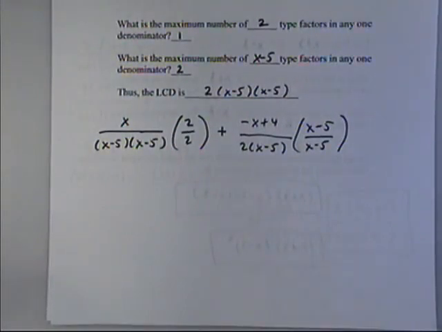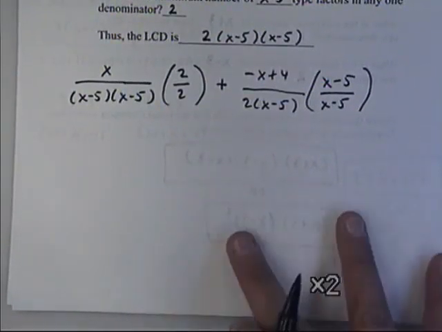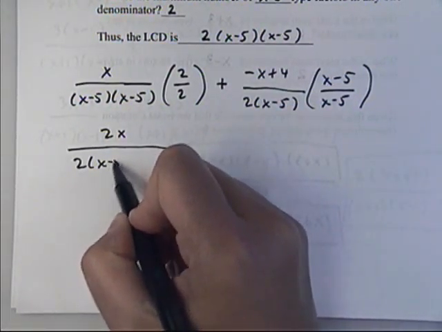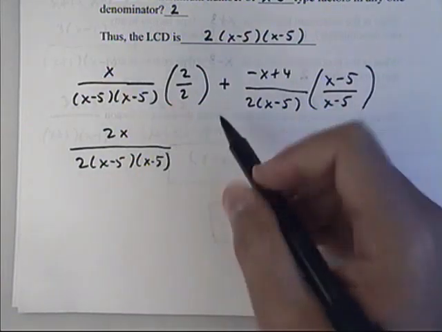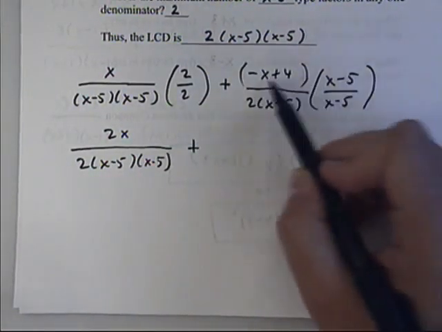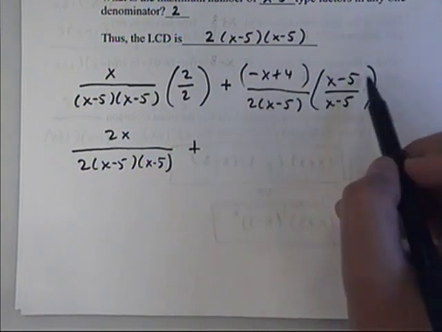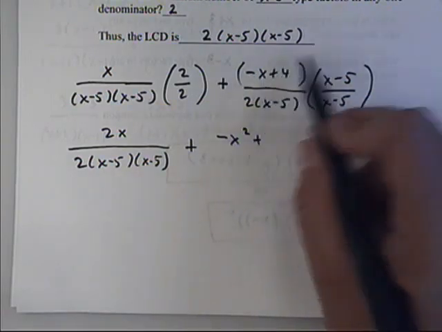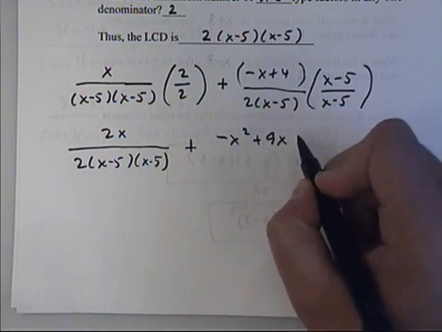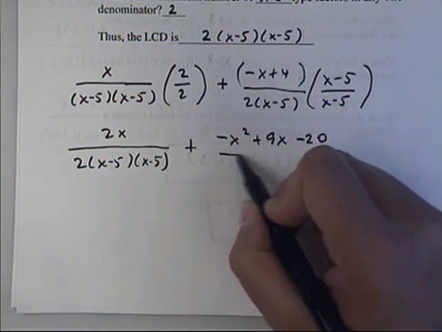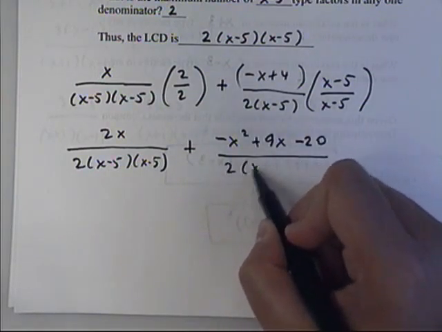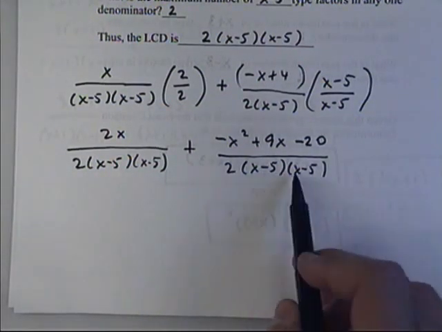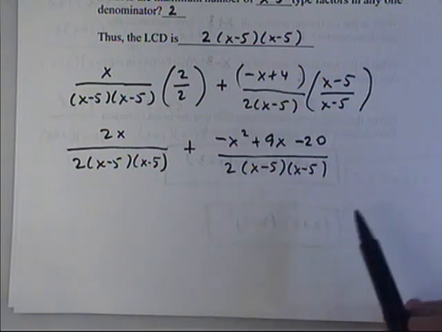So, okay, what do I have here? I have 2x over 2 times x minus 5. Here, I would have to multiply these together by FOILing. Remember that? First, outer, inner, last. So that would give me negative x squared plus, here's positive 4x. This would give me a positive 5x. Adding those together would give me 9x, and then minus 20. And then the bottom, again, I have my least common denominator of 2, x minus 5, x minus 5. Now, obviously, x minus 5 times itself can be written as x minus 5 squared.